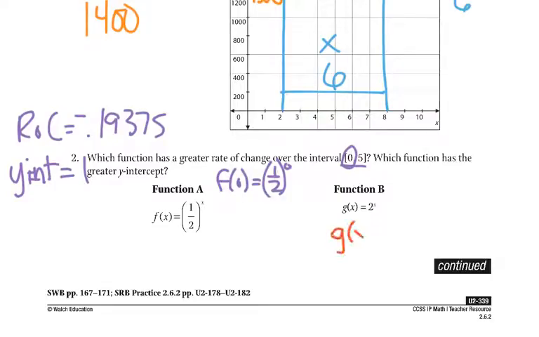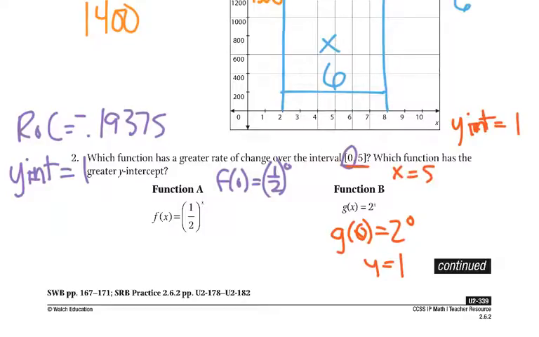Function b, same idea. So g of x, or g of 0, equals 2 to the 0. That would be our y-intercept as well as the start of our y values. So that would be 1 as well. So they have the same y-intercept, don't they? Y-intercepts of 1.